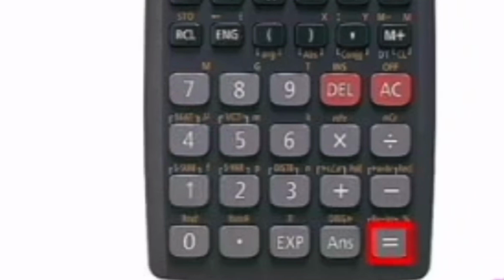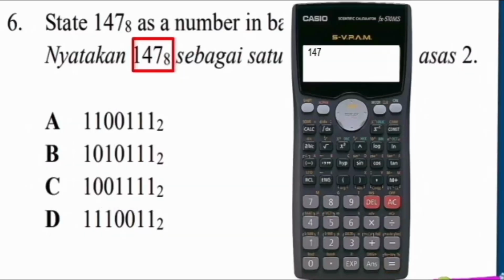Can you see I put the red square there? Okay, press equal. Now after you press the equal, you see the 147 appear on the lower line of the calculator. Alright, yes, you can see 147. You can see the small letter O. It means base 8, 147 base 8. So now you are in 147 base 8.